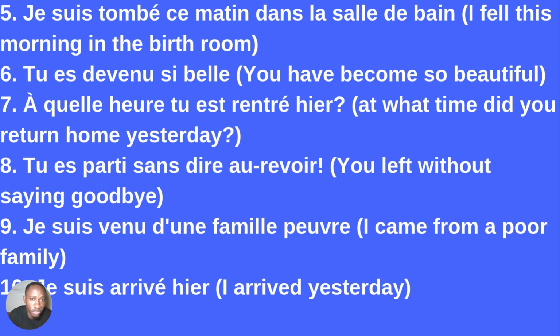Je suis tombé ce matin dans la salle de bain. I fell. Je suis tombé. I fell. Okay, ce matin dans la salle de bain, in the bathroom. Tu es devenu si belle. Tu es devenu comes from the verb devenir. Take a look at how the verb être is being conjugated before the main verbs are transformed into their past participle. Tu es devenu si belle. You have become so beautiful. So the si there means so.